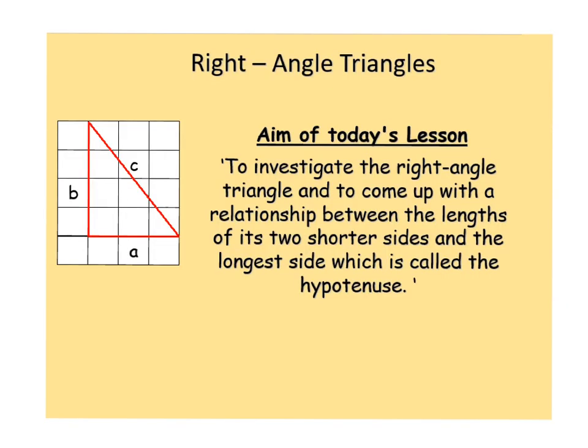So, right angle triangles. The aim is we're going to investigate the right angle triangle and come up with a relationship between the lengths of its two short sides and the longest. Now, the longest side is your slope. It's called your hypotenuse, and that's always the one across from your right angle. The one that in all my diagrams is labelled with a C.